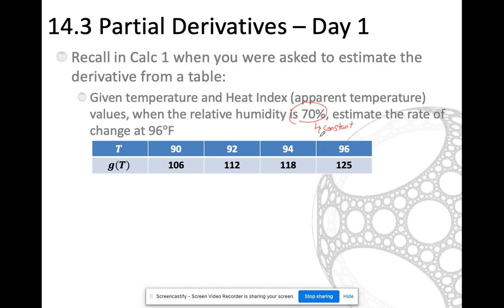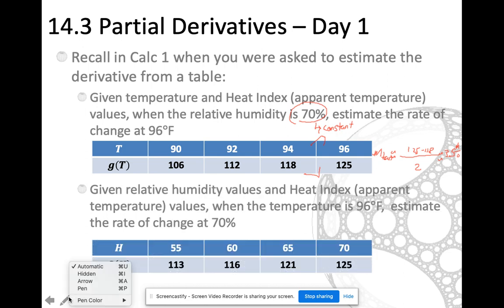And of course, you could estimate the rate of change at 96 degrees by just saying, well, the slope of the tangent is approximately 125 minus 118 over 96 minus 94, which is 2. So that is approximately 3.5 what? 3.5, right? Heat index per temperature, heat index per degrees.